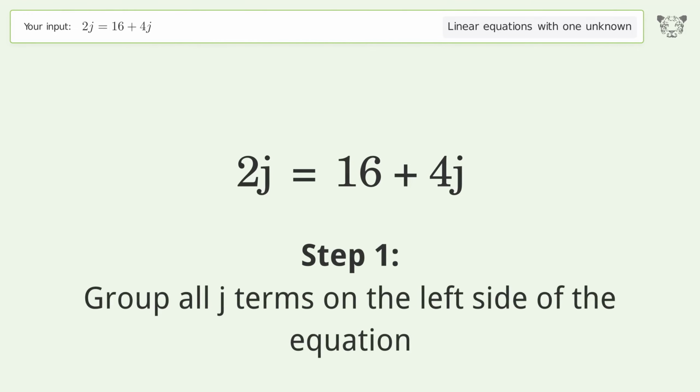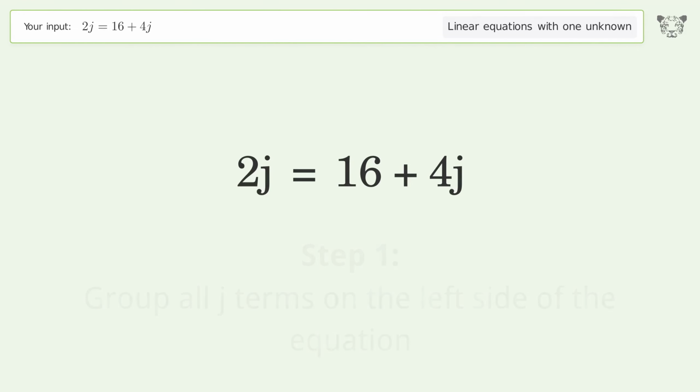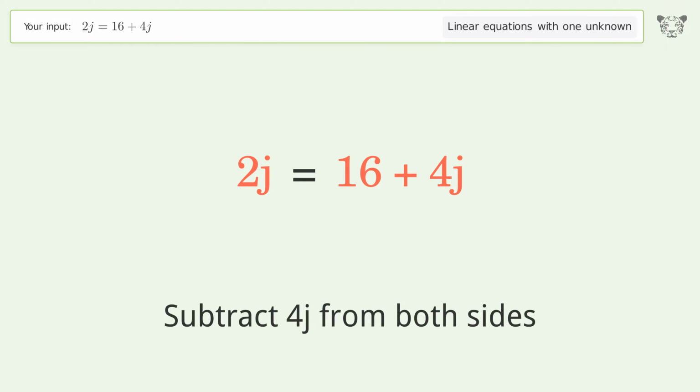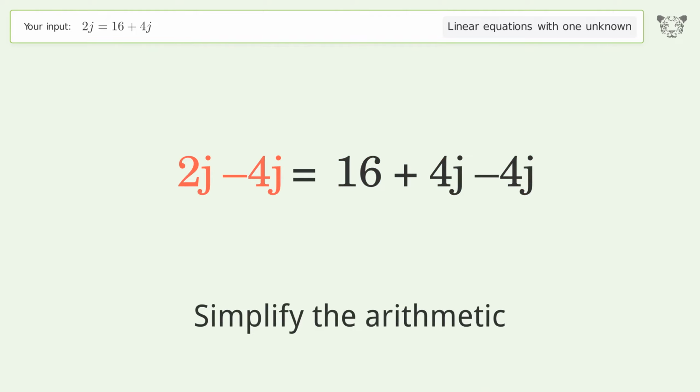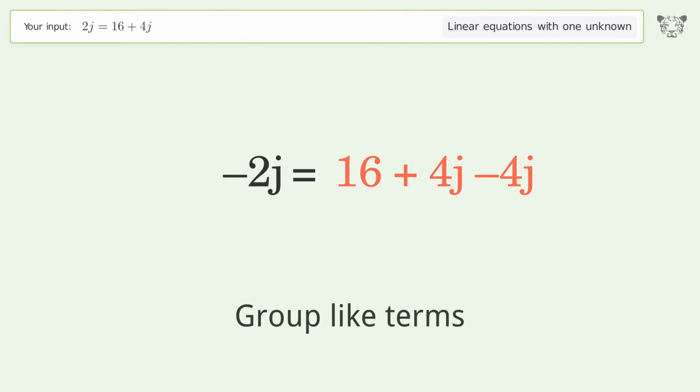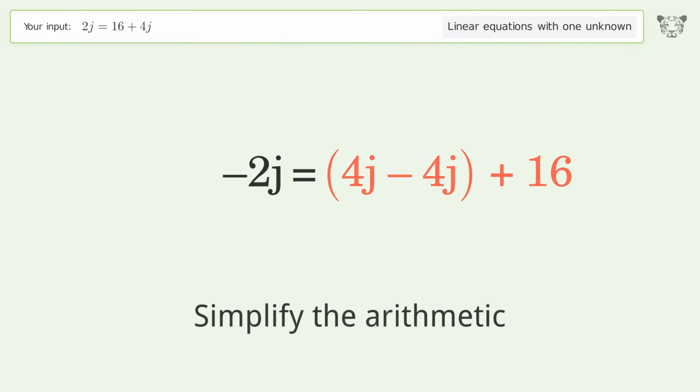Group all j terms on the left side of the equation. Subtract 4j from both sides. Simplify the arithmetic. Group like terms. Simplify the arithmetic.